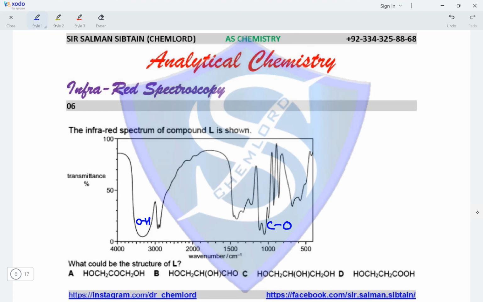So what could be the structure of L? In option A, we've got an OH group, we've got a C double bond O which is missing, and we've got another OH group. In option B, we've got an OH group, another OH group, and an aldehyde group which contains a C double bond O which is missing in the infrared spectrum. In option C, we've got an OH group, another OH group, and a third OH group. In option D, we've got an OH group and a C double bond O group that is not there in the infrared spectrum. Therefore, this makes option C the correct option for this question.